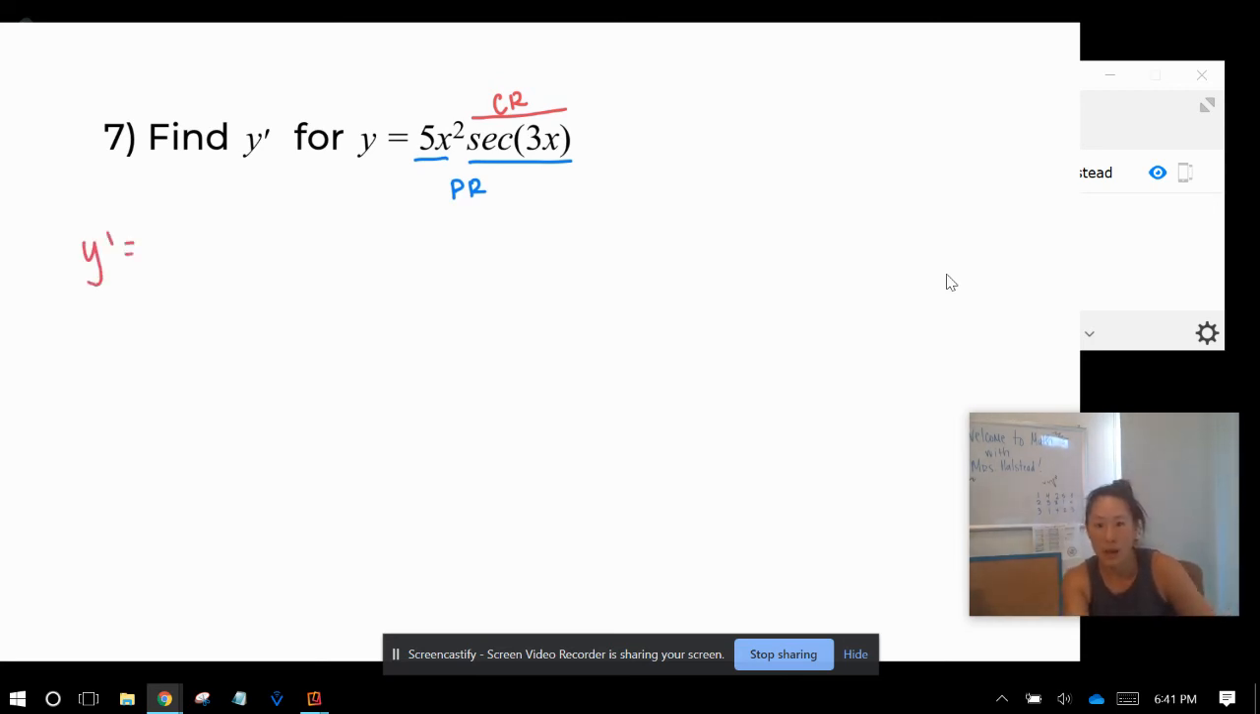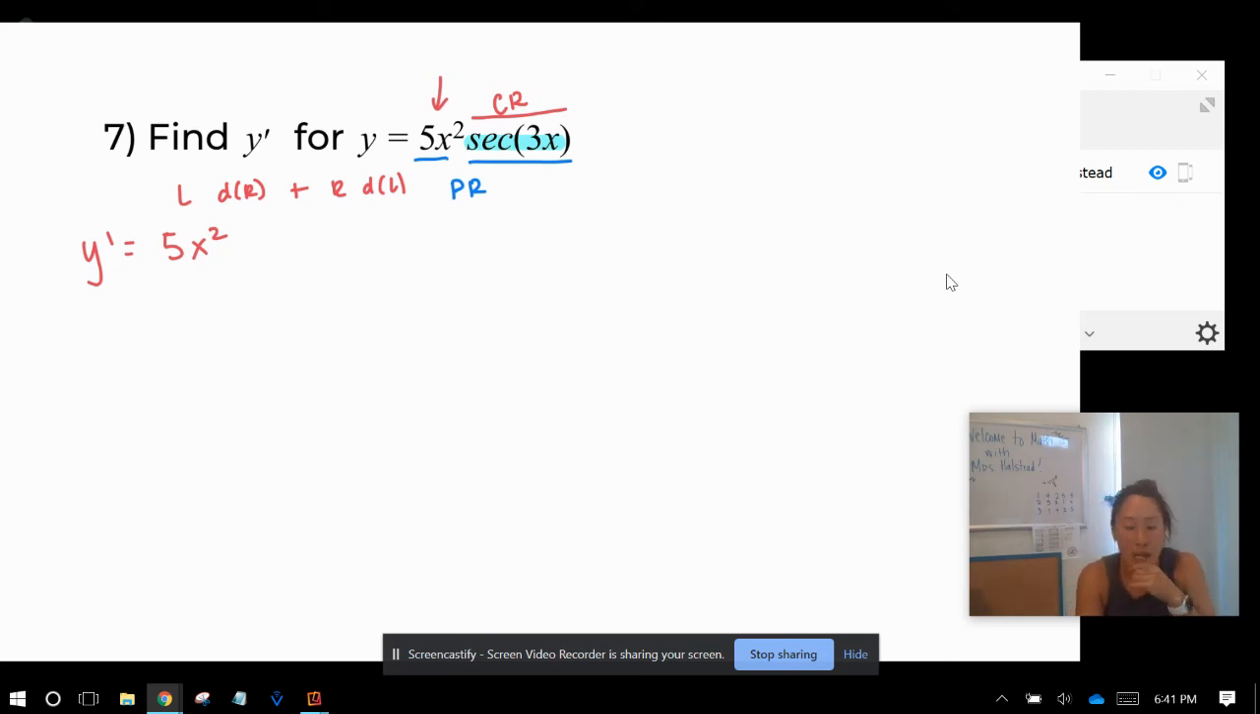So left d right, right d left. So left would be 5x squared, d right, left d right, plus right d left. Okay. So left d right. Okay, the right is right here.